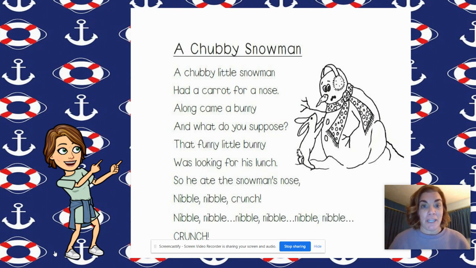A chubby snowman, a chubby little snowman, had a carrot for a nose. Along came a bunny, and what do you suppose? That funny little bunny was looking for his lunch, so he ate the snowman's nose. Nibble, nibble, crunch!